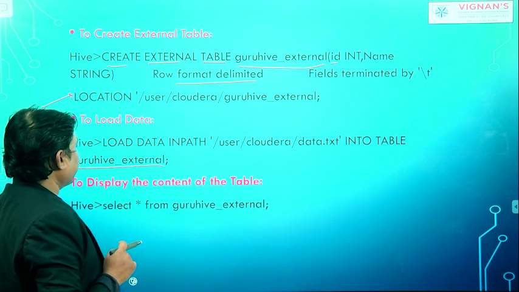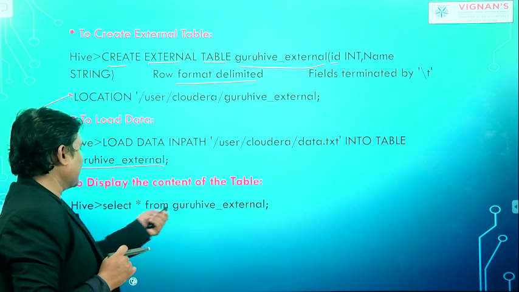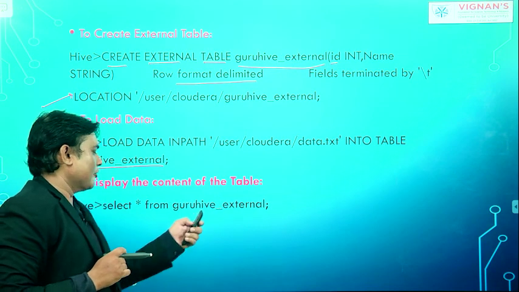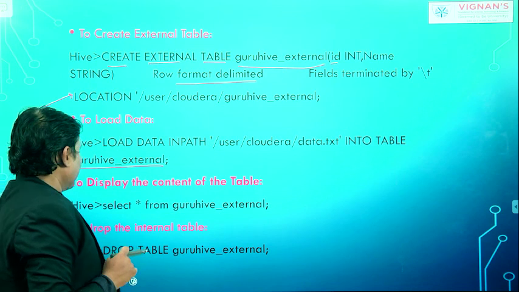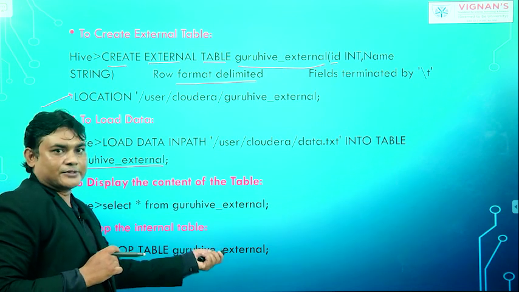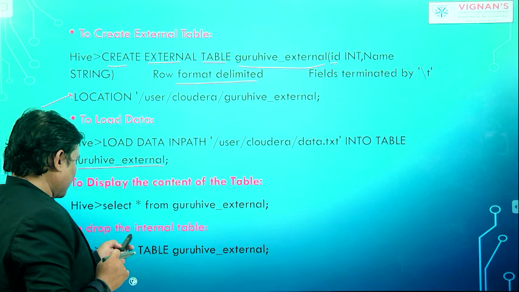And how to display the content of the table? Same thing. Select star from Guru Hive underscore external. You are going to get the content of the table. And how to drop the internal table? You have to use drop table and the name of the table. The content is going to be dropped.